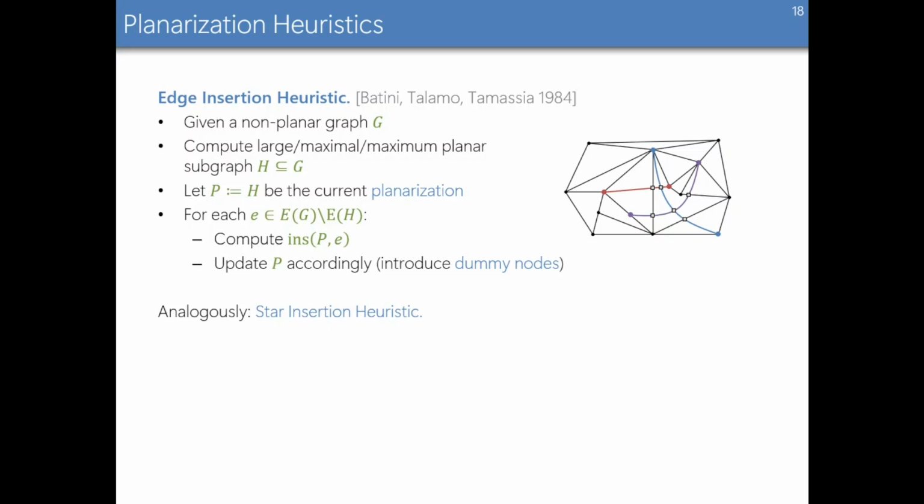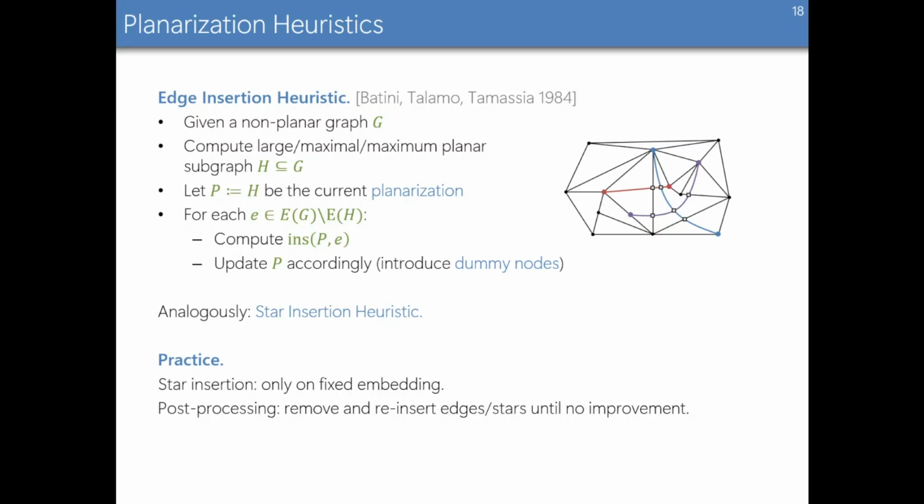The same idea you can also do with just, instead of inserting edges, you can just insert stars, just to be quicker, and add more edges one after another. And this algorithm works unbelievably well in practice. This is essentially the strongest algorithm that we have to solve the crossing number in practice for really large graphs as well. When you do the star insertion, you don't bother with the SPQR tree implementation. It's too horrible. You just do it with a fixed embedding. And in either case, you do a lot of post-processing.